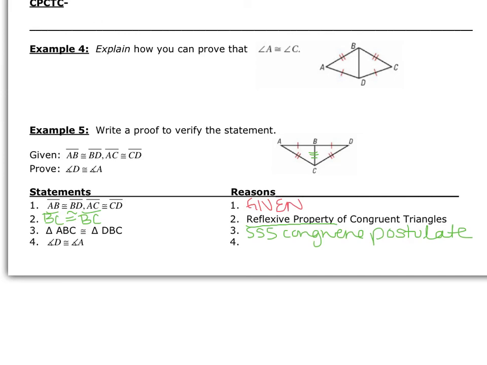Since the triangles are congruent, once you have this, it's everything. Once you have all of this, you can then conclude that each and every piece and part is congruent. So angle D is congruent to angle A because of CPCTC. That's how you use CPCTC. It's most likely in a proof situation. Other than that, you're not really going to see it too much.